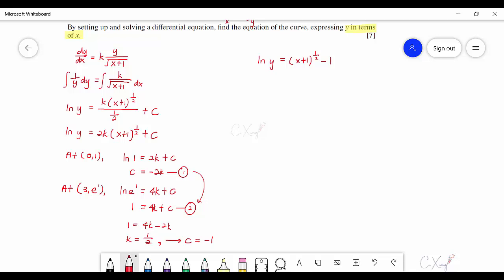Then now you want to bring the ln over. The base will become base e. So e power the square root of x plus 1. If you have the power half, you can write it as square root of x plus 1 if you want. If you keep it in power form, also no problem. Then minus 1. So this is my final answer for this differential equation. So you can see that I try to rephrase my answer y in terms of x.